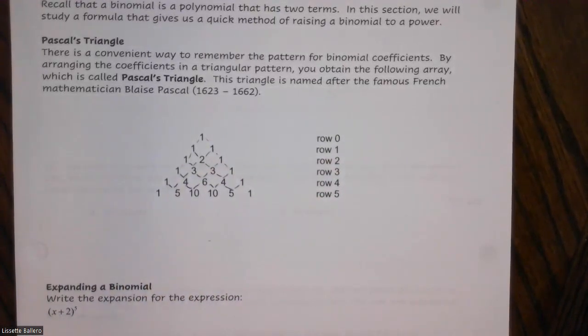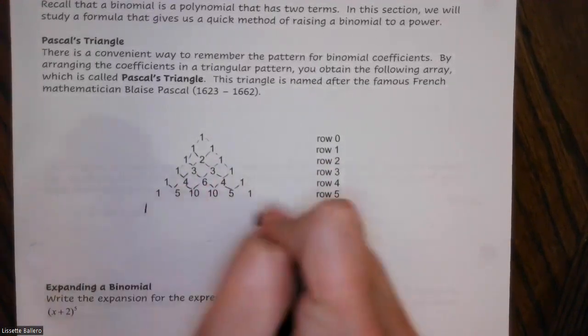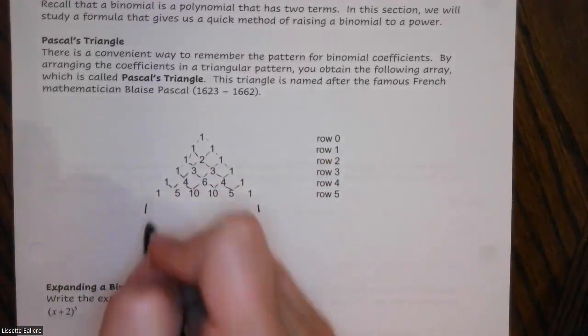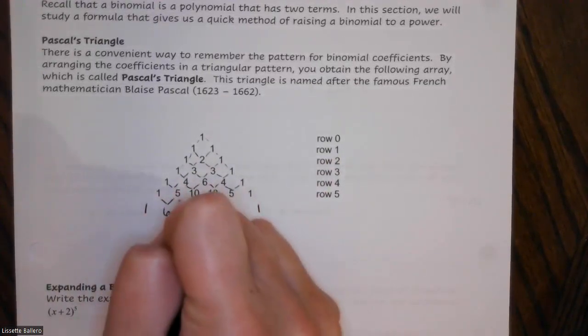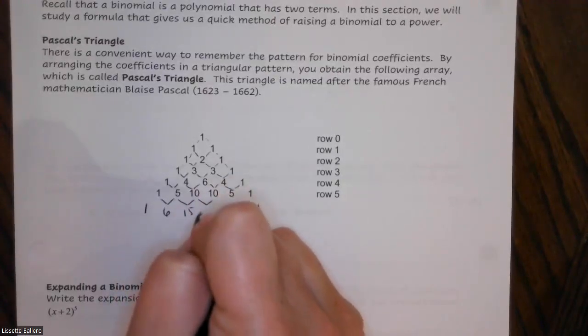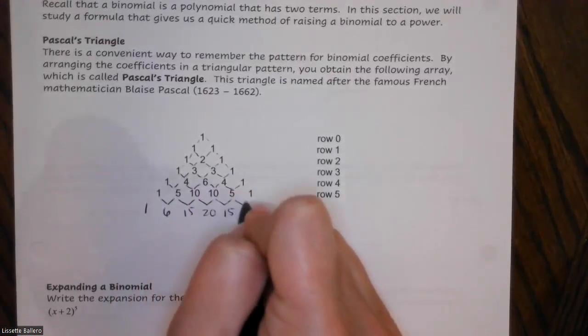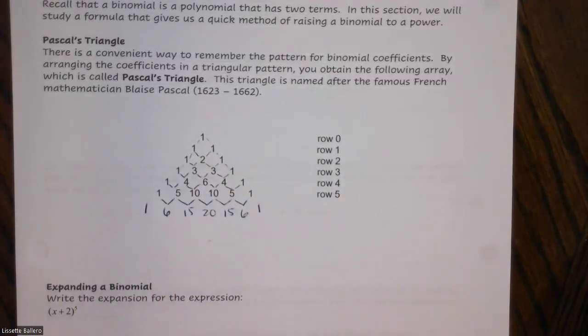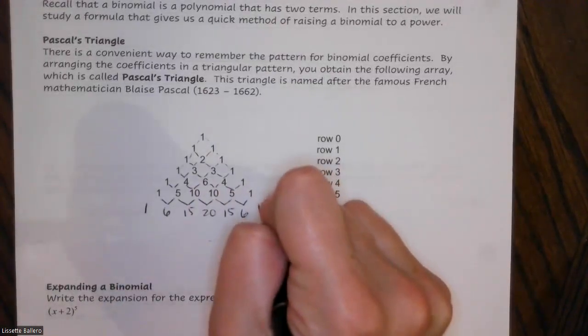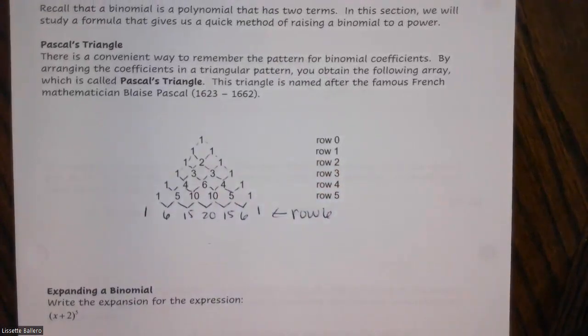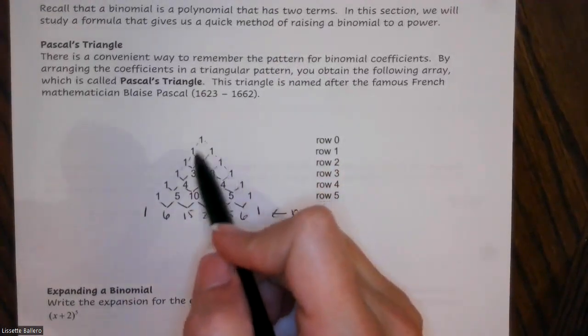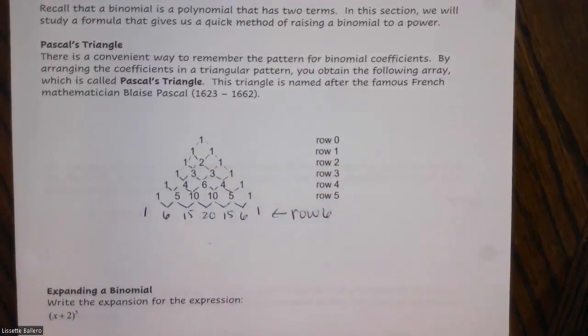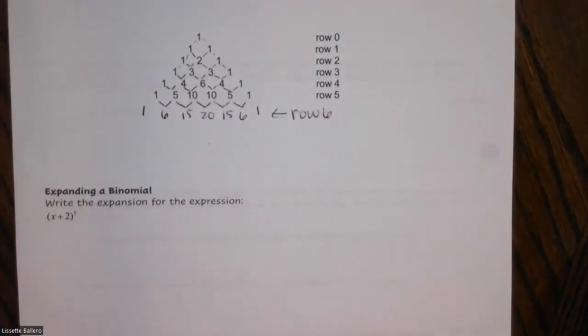We'll go ahead and create the next row here just so that you can see how that works. In our next row, we would have the 1s on the outside. Then we would add these two together to get 6, add these two together to get 15, 20, 15, and 6. And so that's going to give us each row. That would be our row 6. This right here is the coefficients that we just saw in our binomial expansion. So we can easily expand if we know that portion of the Pascal's triangle.